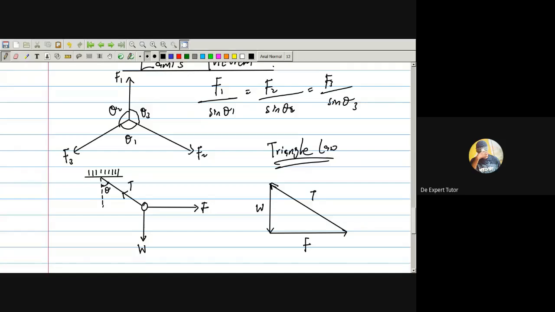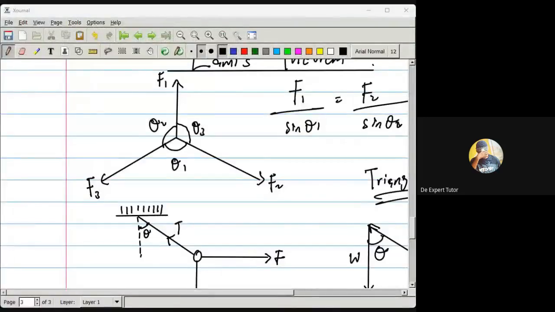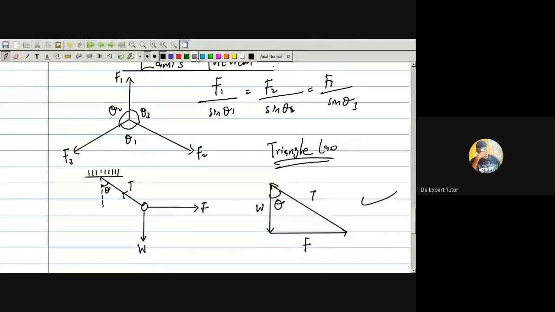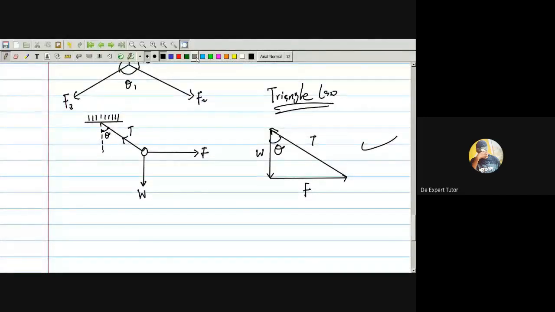And look at my theta. Everybody check. This theta here is the angle between the tension and the vertical. So the angle between this tension and the vertical is also theta. Then we now use mathematics to solve it to get whatever we want. That's one of the ways you can use to solve it. Another way you can use to solve this simple question is using resolution of forces.